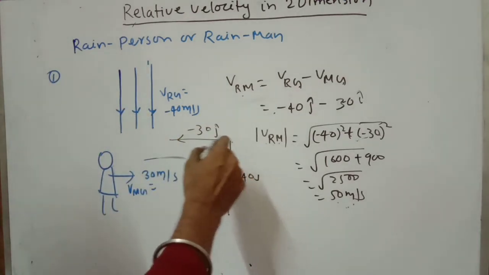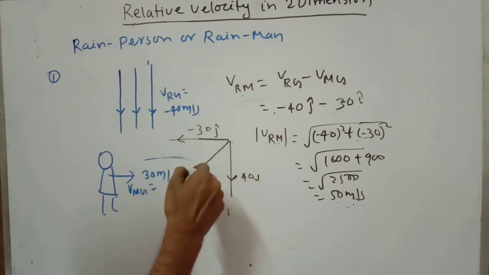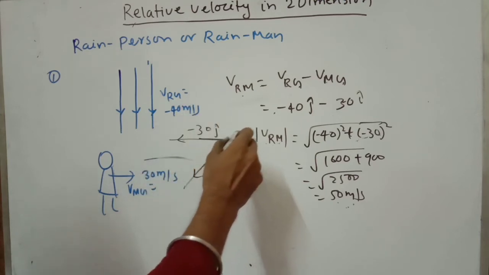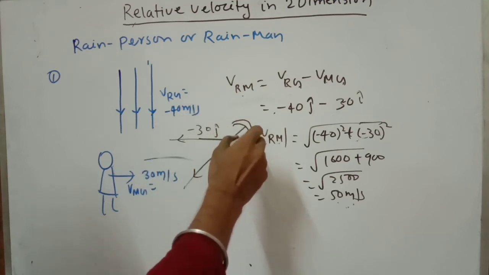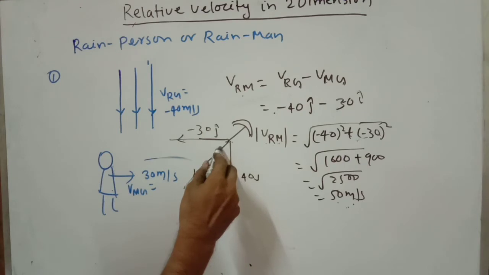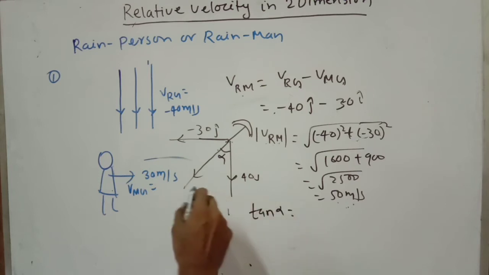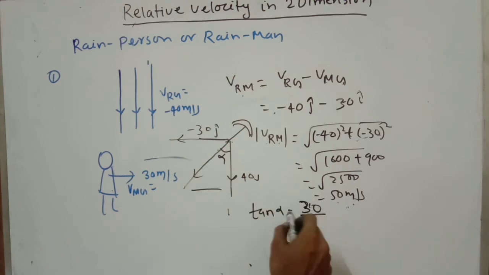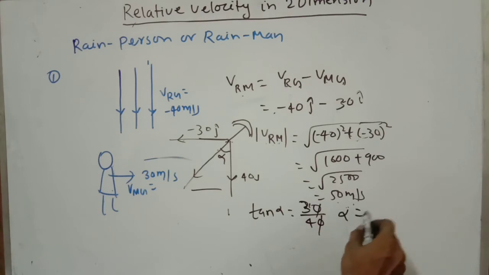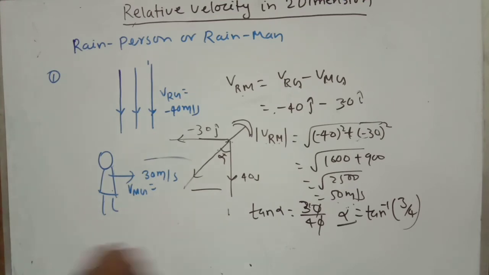Obviously the direction of rain is in this direction, so the man opens the umbrella in this direction, then he is saved from the rain. What is the angle? Let this be alpha. Tan alpha is 30 by 40, so alpha equals tan inverse 3 by 4. At this angle he opens the umbrella, and after that the man is saved from the rain.